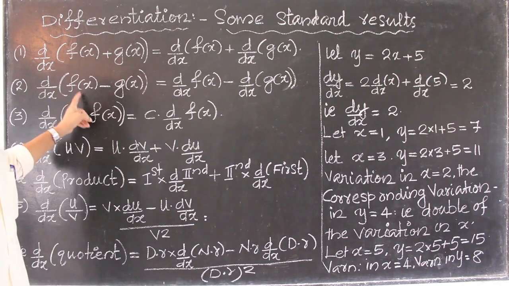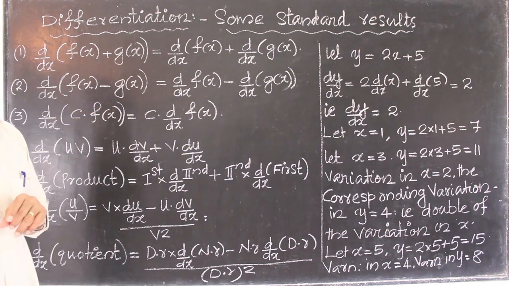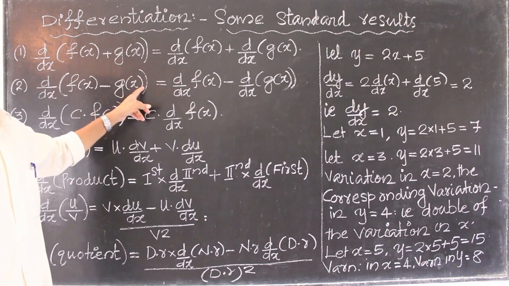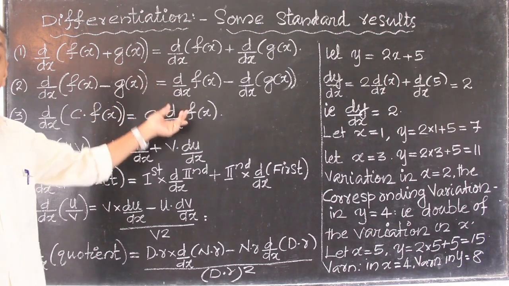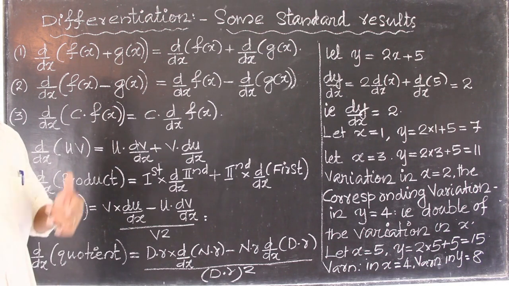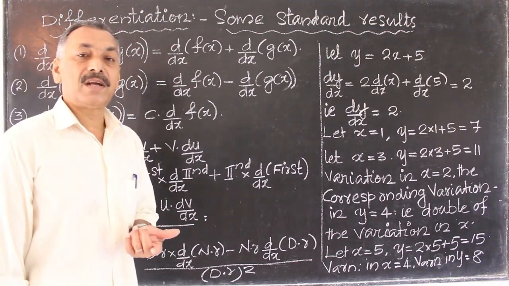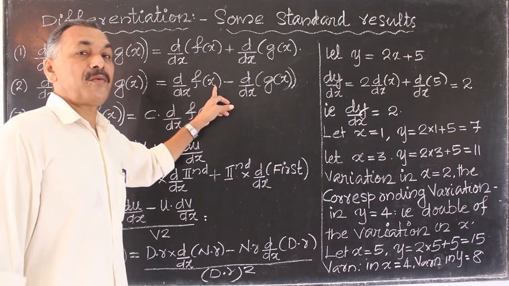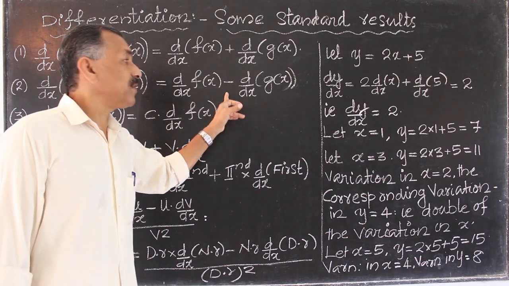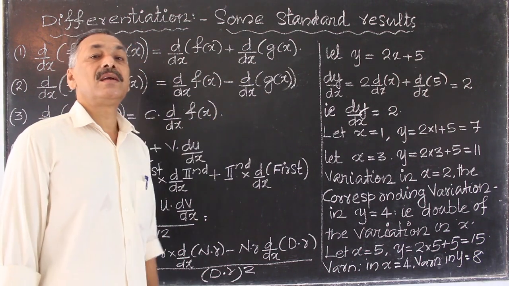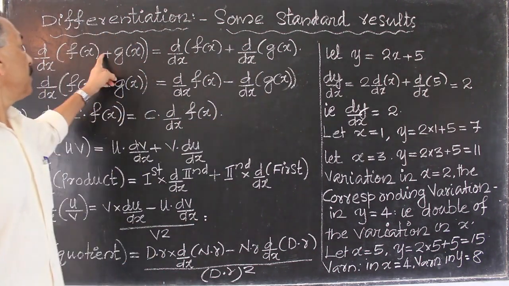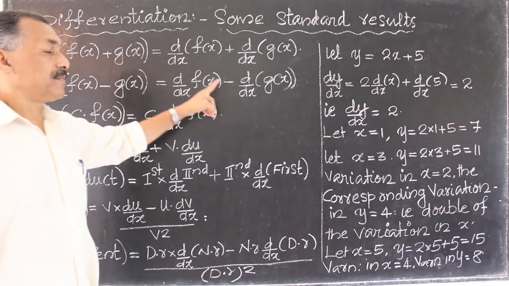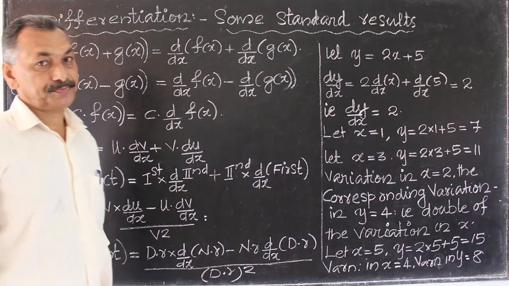Similarly, derivative of f of x minus g of x. For x square minus 2x, it is the derivative of x square minus the derivative of 2x. That is, d by dx of f of x minus g of x is equal to d by dx of f of x minus d by dx of g of x. If it is plus, then the right side is plus. If it is minus, then here also it is minus.